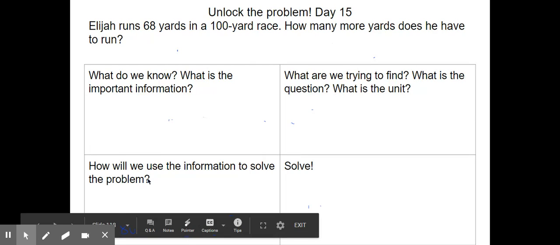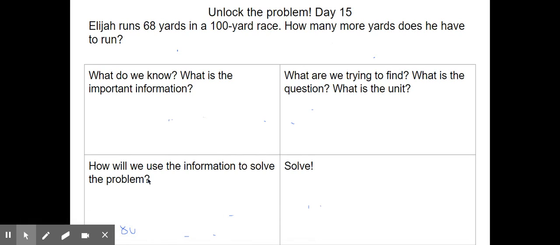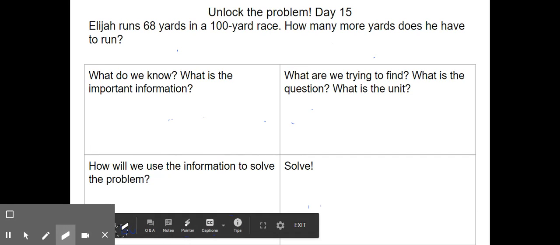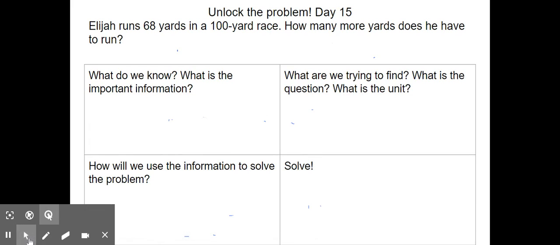Now we're going to do the problem for the day. Make sure you're following along in your packet. Let's read the problem together. Elijah runs 68 yards in a 100-yard race. How many more yards does he have to run? What do we know? What is the important information?